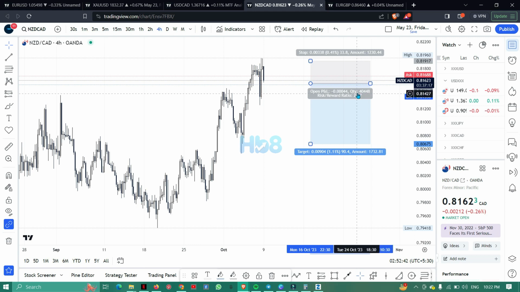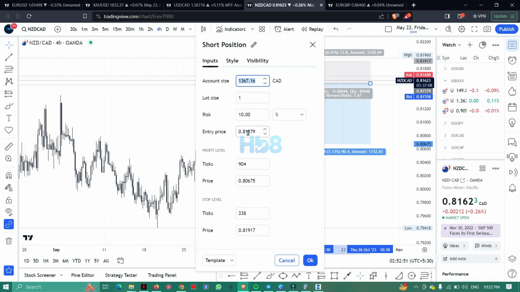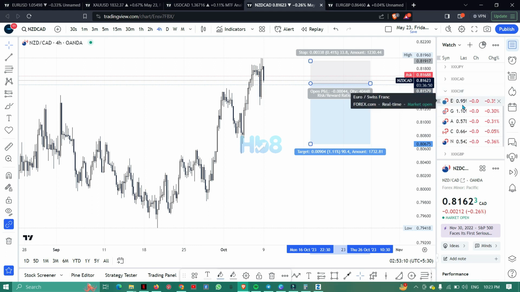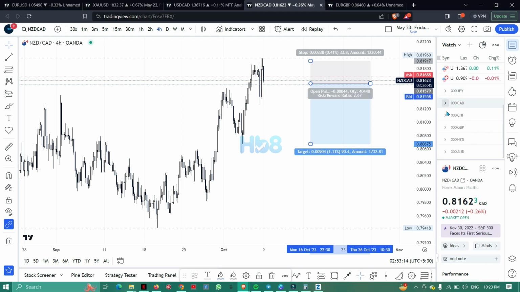Divide this by 100,000, you have 0.4. And that is the lot size you're going to use on NZD CAD for this particular setup if you want to risk exactly 10% of $1,000, or 10% of 1,367.16 Canadian dollar. That's how you go through with all of these pairs. The same thing with the XXX CHF. Just get the exchange rate for USD CHF, and then convert your USD to CHF. That's how you deal with this.